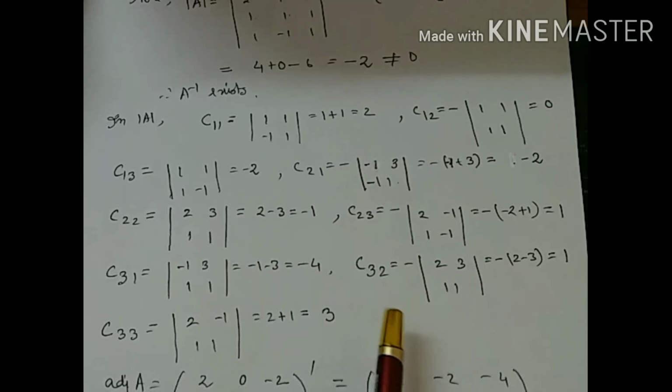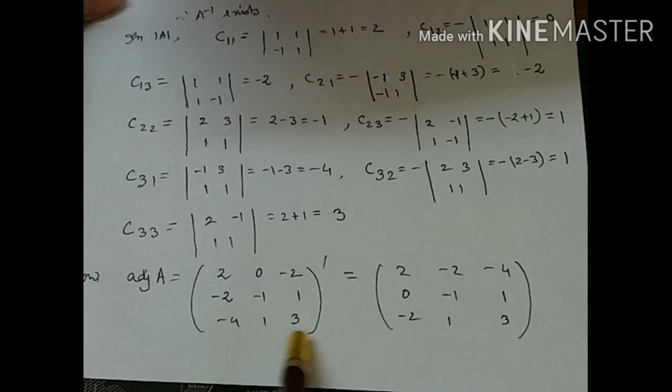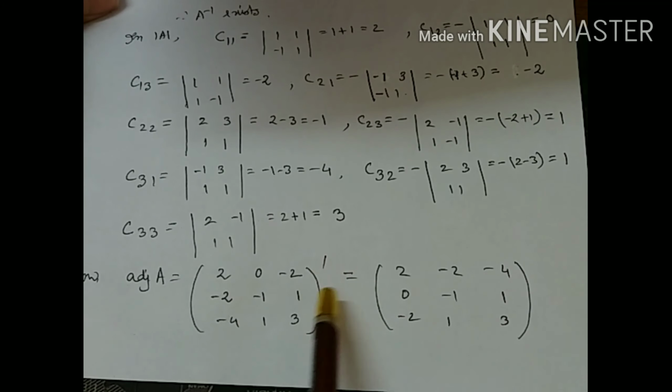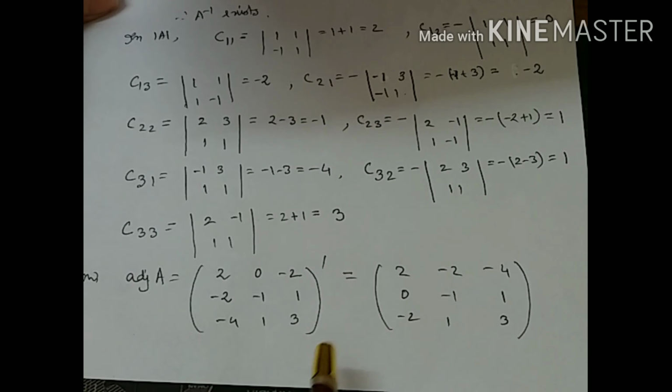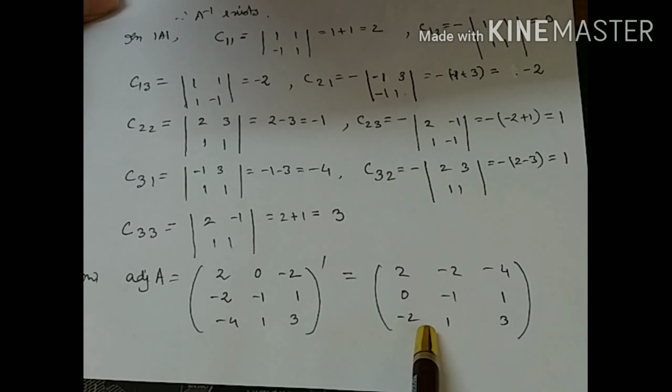Next step, we have to find the adjoint of A. What is the adjoint of A? The adjoint of A is the transpose of the matrix of the cofactors. So the matrix formed by these cofactors, we have to take the transpose. What are the cofactors? We are getting 2 0 minus 2, minus 2 1 minus 1, 1 minus 4 1 3, and we have to take the transpose. Transpose means we interchange the rows and columns. So the earlier row 2 0 minus 2 becomes a column, then minus 2 minus 1 1 column, and minus 4 1 3 column.